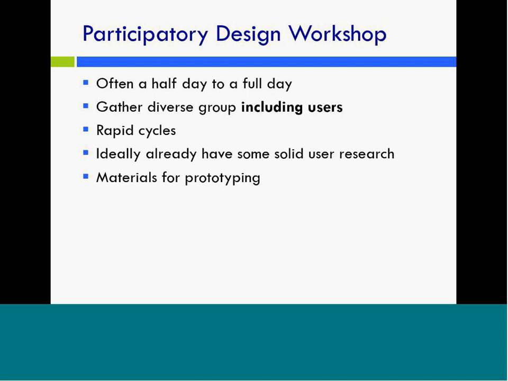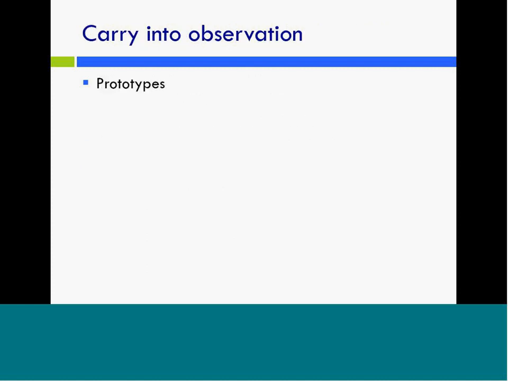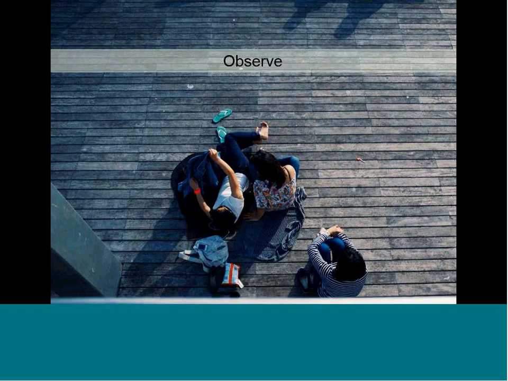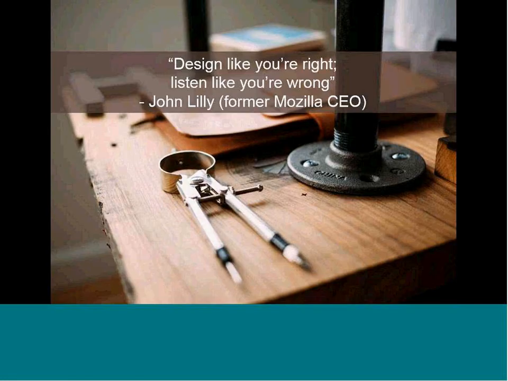So often this is a lot of different kinds of paper and things they can draw with, and sticky notes. This is not to be super high tech, but you do need to allow people space and time and material to be creative. And that carries into the observation stage with prototypes. That's this next phase, which is observing.